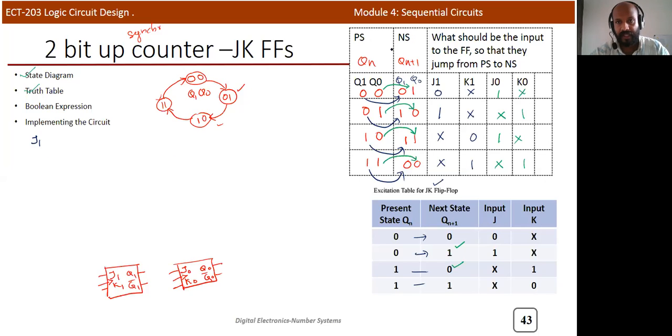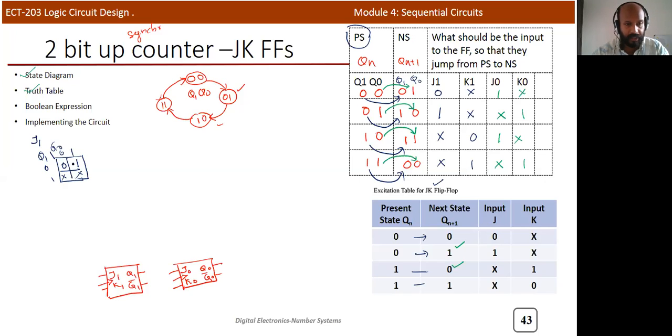Don't get confused with next state. The present state is the available one. So J1 we can design by using Q1 and Q0. It's a two variable K-map, 0 1, 0 1. You can assume the J1 value, if Q1 Q0 is 0 0, is 0. For 0 1 it is 1, and the other values are don't care. So J1 you can identify from this particular table and indicate here.